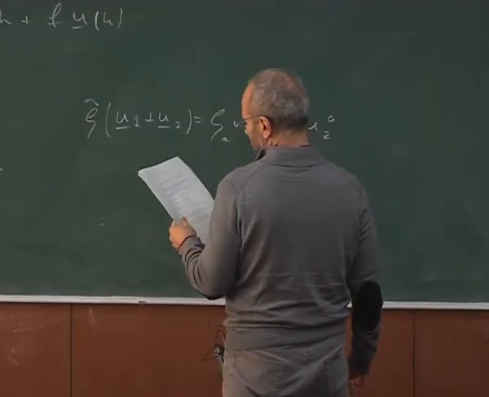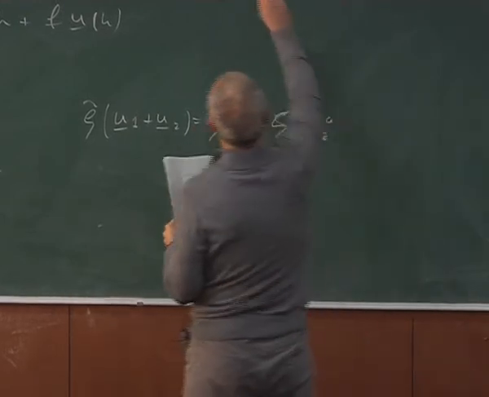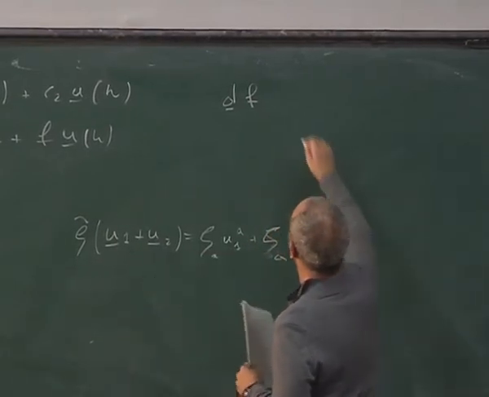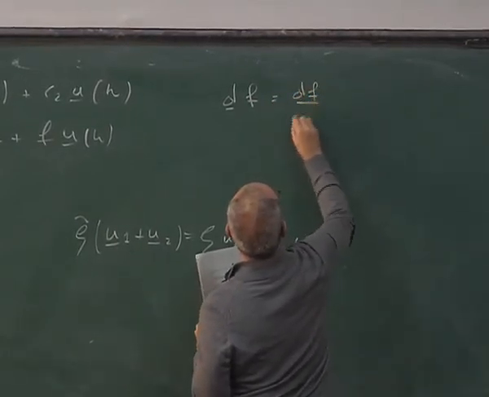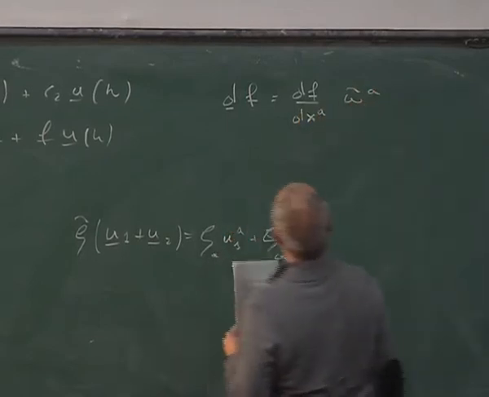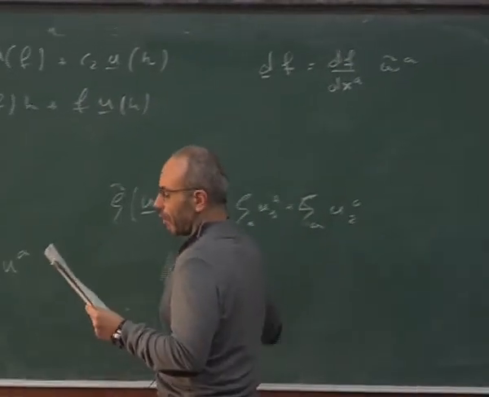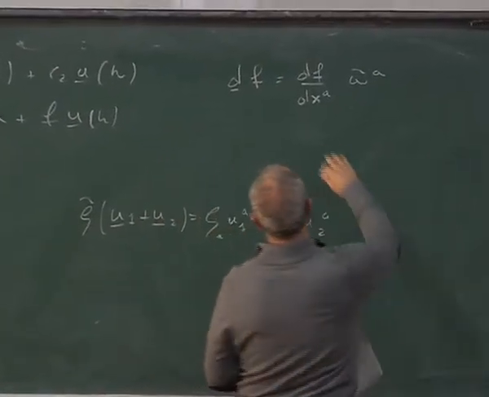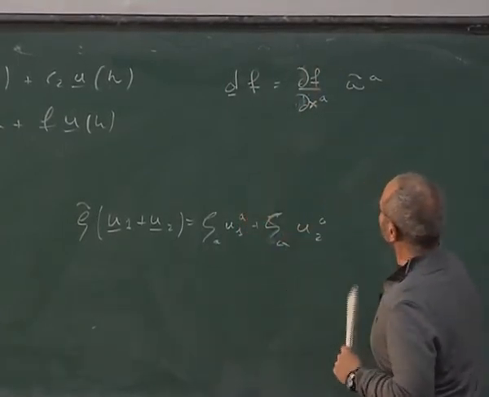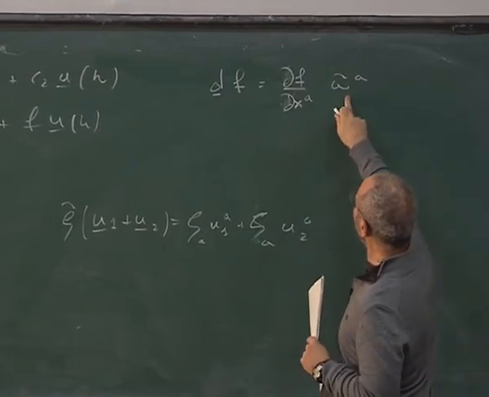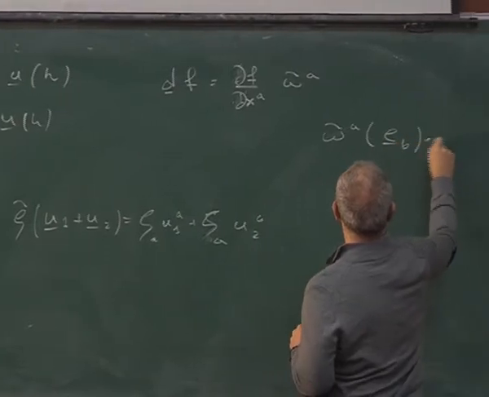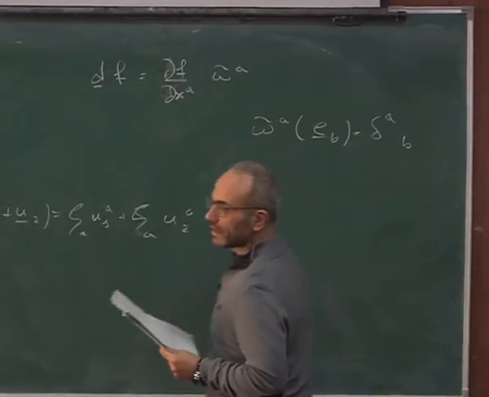Okay, so we know that we can introduce the gradient, and the gradient is a one form whose components are just the partial derivatives with respect to the coordinates x^a, times omega^a. Omega^a is the one form such that applied on the basis gives the identity, actually.